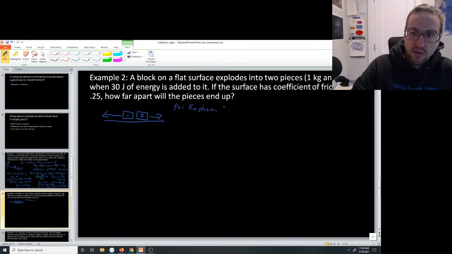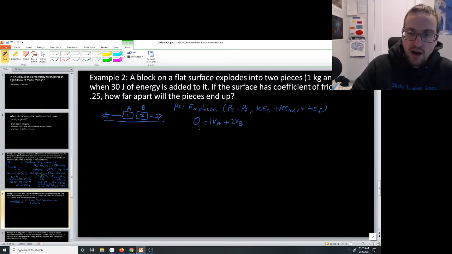And as we know, the way you solve an explosion is momentum conservation, P initial equals P final, and kinetic energy initial plus the kinetic energy added equals KE final. Okay, so let's go ahead and do that. I think we have enough information to do it. So I've got 0, the initial momentum, equals 1 times VA, this is my block A and block B, plus 2 VB. Cool. Which means that really I can just solve this. VA equals negative 2 VB.